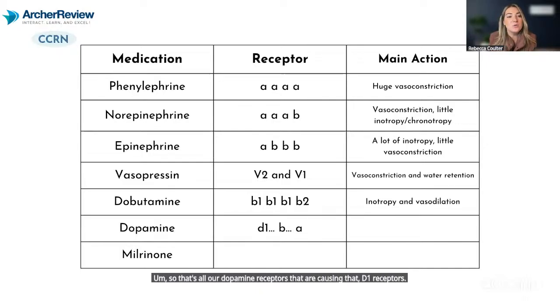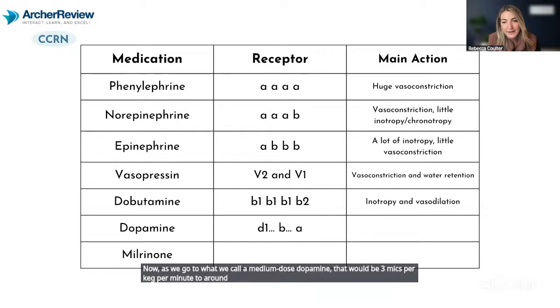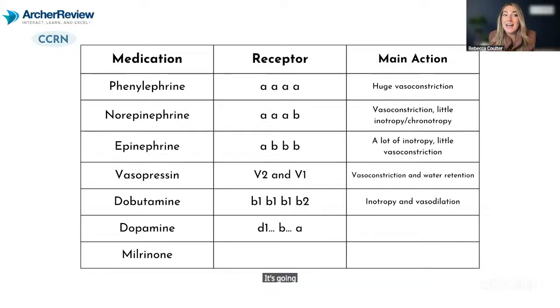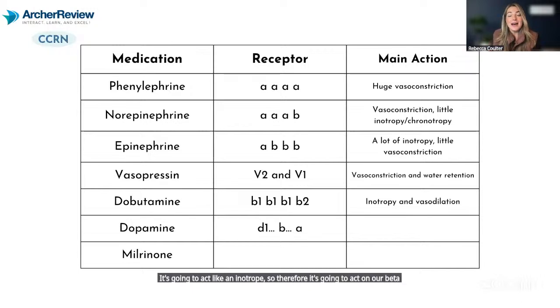Now, as we go to what we call a medium dose of dopamine, that would be 3 mics per kg per minute to around 10 mics per kg per minute, it's going to act like an inotrope. Therefore, it's going to act on our beta 1 receptors and cause our cAMP system to kick off, increase the calcium in the heart, increase inotropy, increase chronotropy, and act very similar to dobutamine in that medium dose.